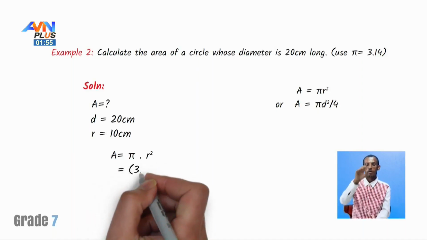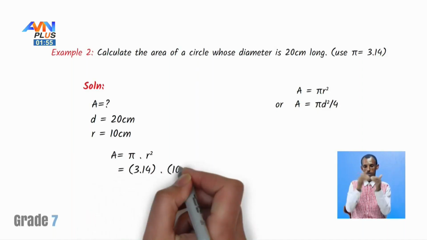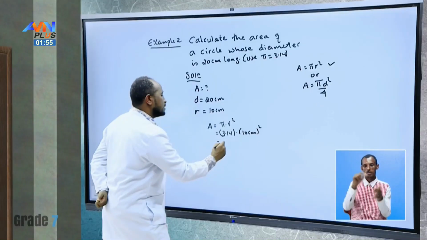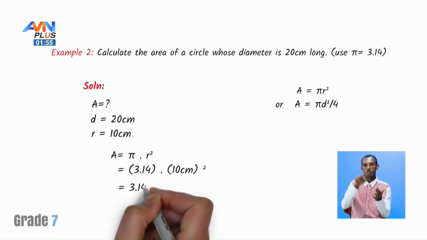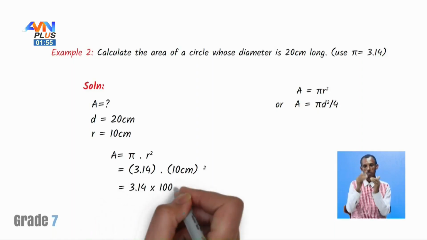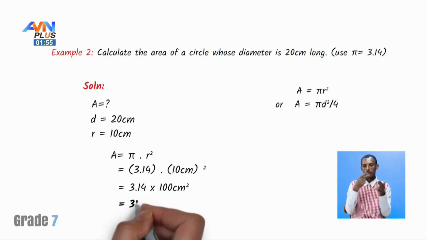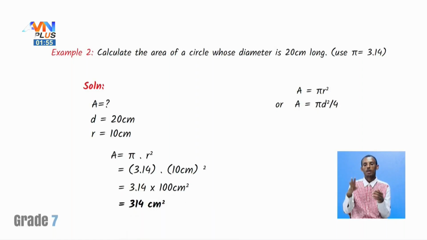So here, 3.14 times radius, here it is 10 centimeters, squared. 3.14 times 10 squared, which is 100 centimeters squared. When you multiply these two, you have 314 centimeters squared, which will be the area of the given circle.